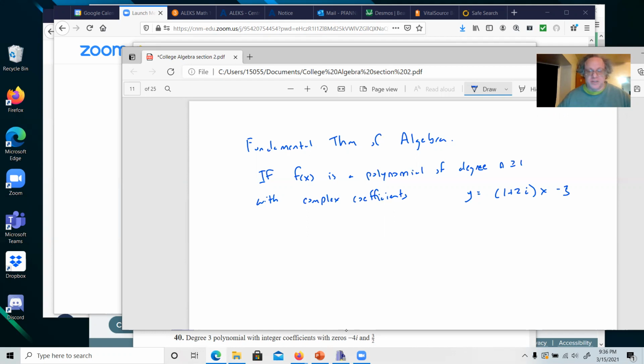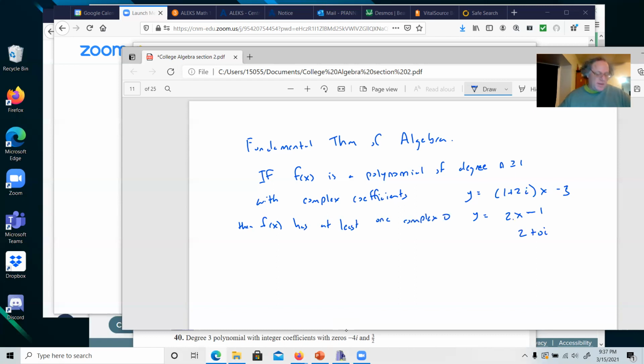So with complex coefficients, we're also allowed to do this. 2 is technically a complex number because it's 2 plus 0i. So even though it might not look like a complex number, technically all real numbers are subsets of complex numbers. So this is fine. This is also included. With at least, then f of x has at least one complex zero.